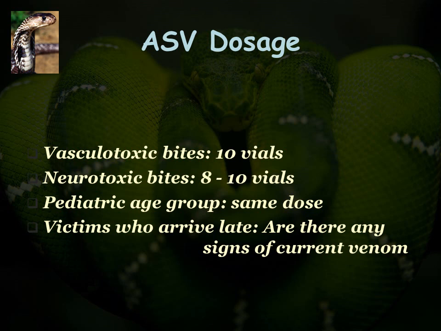If the victims arrive late, what will be the fate? Now, here the recommendation is that we will try to find out whether there is any sign of current envenomation. That is, we will go for the 20-minute whole blood clotting test. If we find that the blood is not coagulating, then we will go for the same dosage as we give in a fresh case.